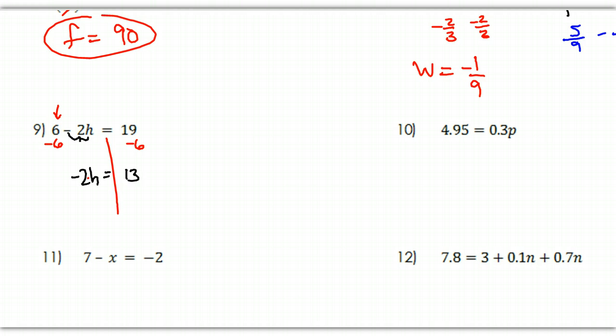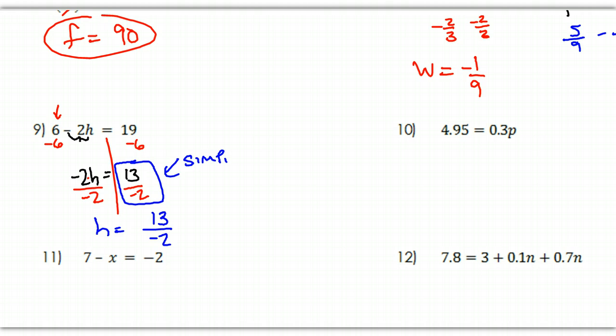And now we have negative 2 times h, so the opposite of times is divide. We divide both sides by that negative 2. And at this point, we know that 13 doesn't divide evenly into 2. So when that's the case, we want to try to simplify this. Because it's just a division question. It's a fraction. 2 doesn't go into 13, and there's no other factors of 2 other than 1. So this final answer is 13/negative 2.